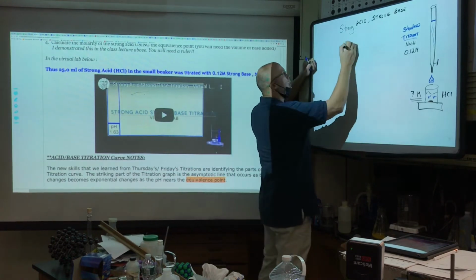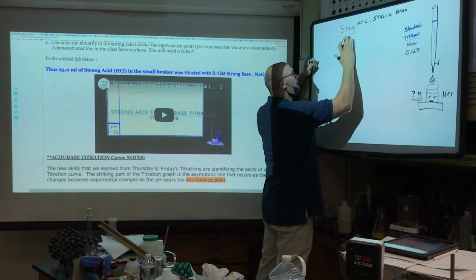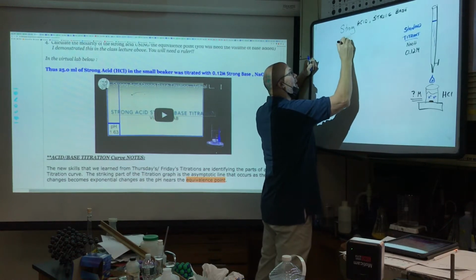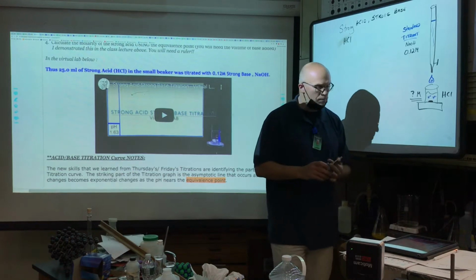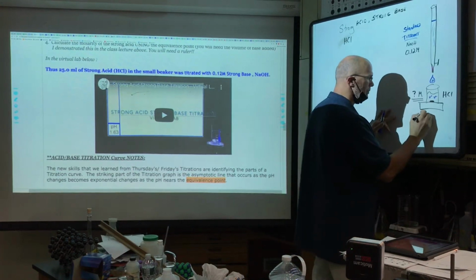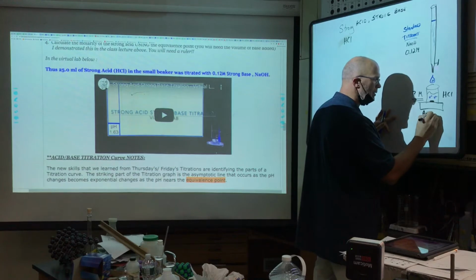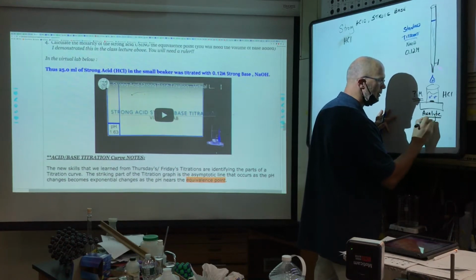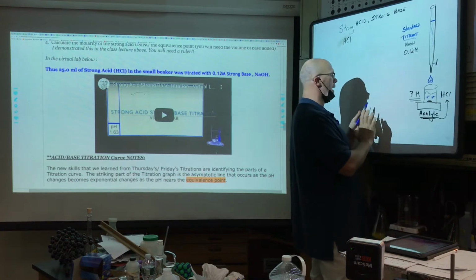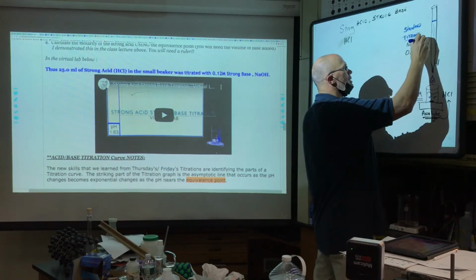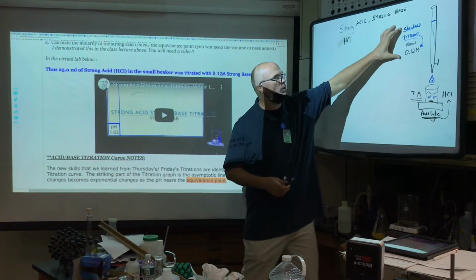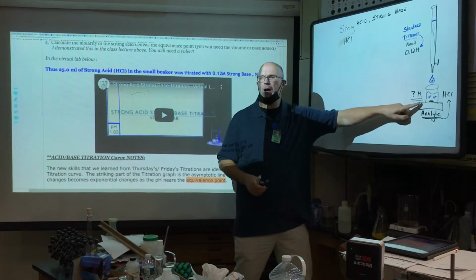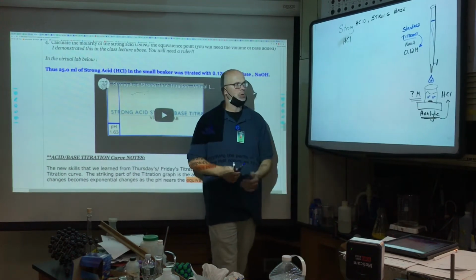And so what did we add? We had a strong acid, hydrochloric acid, which was in the beaker. By the way, what's in the beaker we call the analyte. We're analyzing it. So the analyte is the hydrochloric acid, and the titrant, or the standard solution, is the sodium hydroxide. That's the one we know. What makes it a titration is we're using a known chemical of a known concentration to figure out the other chemical's concentration through stoichiometry.